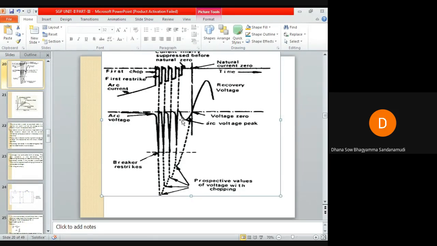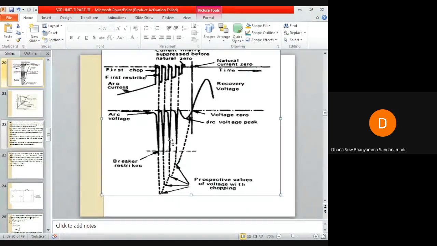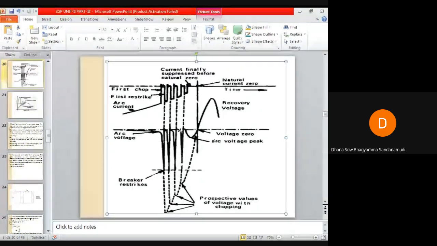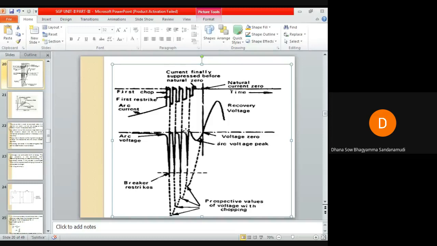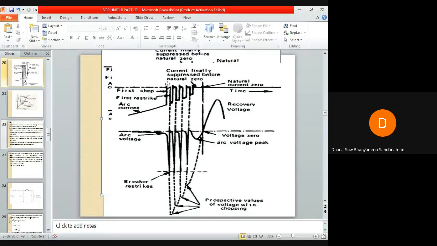Yeah, now it is varying. So suddenly the current becomes zero. This sudden reaching of zero value is because of the large deionizing force, which causes the current to collapse to zero immediately. This is known as current chopping.